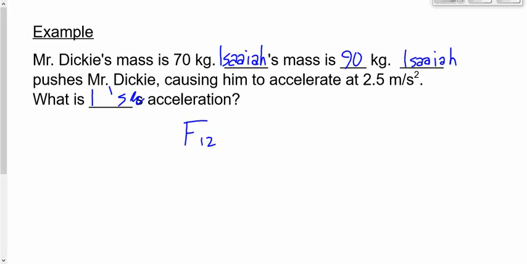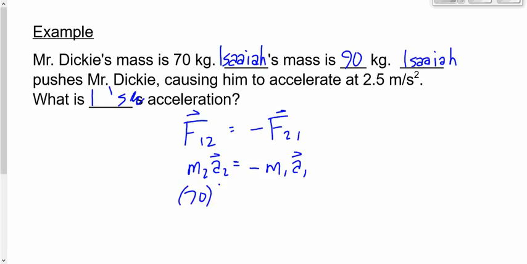All right, let's set this up. Let's say the force of 1 acting on 2 is equal to the force of 2 acting on 1, but it's opposite in direction. So let's say M2 times A2 is equal to negative M1 times A1. So the mass of object 2 times the acceleration of object 2 is equal to negative M1 A1. It doesn't matter which guy is which, right? We'll say that I'm object 2. So my mass is 70 kilograms. My acceleration is 2.5 meters per second squared. Isaiah's mass is 90 kilograms. His acceleration is A1.